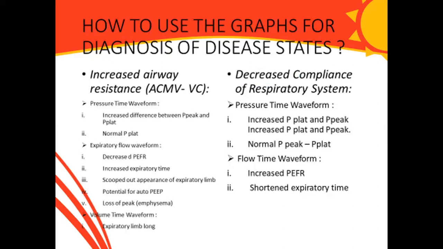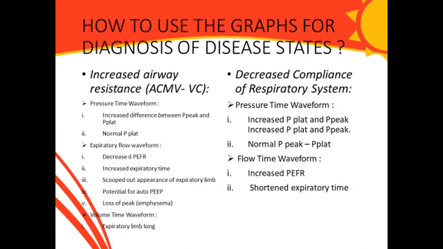All right, so how to use the graphs for diagnosis of disease states. I want you to just interact with it and see how you can pick it up. For instance, a patient with increased airway resistance. On the pressure time waveform, which is one of the scalar waveforms, you see that there's an increased difference between the peak pressure and the plateau pressure.